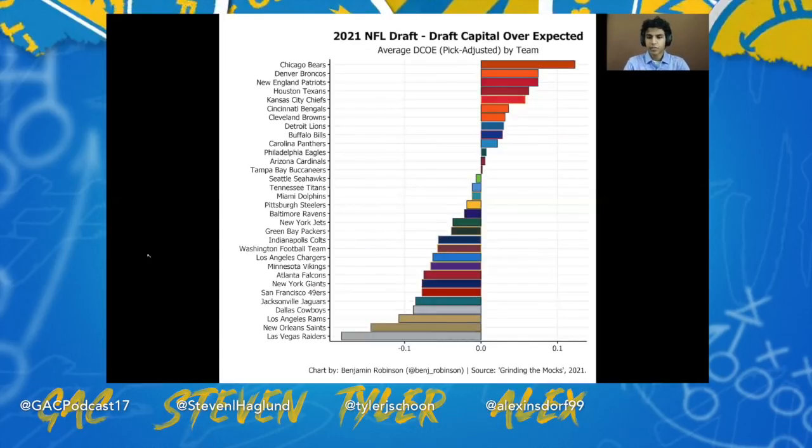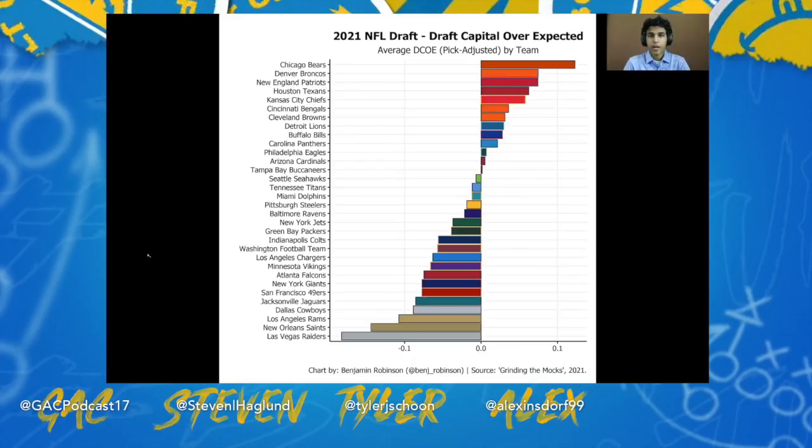This is one of my favorite graphs to look at that I found on Twitter. Benjamin Robinson, guys, make sure to go look at his Twitter page. Awesome stuff. He actually created a website called Grinding the Mocks. So this guy is spending a lot of time putting mock drafts into his own database. And you could have seen who was commonly mocked to the Chargers right before the draft, right? So this is looking at that.